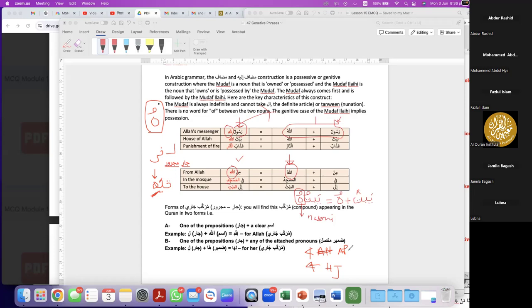The attached pronouns are: hu, huma, hum, ha, huma, hunna, ka, kuma, kum, ki, kuma, kunna. And then? Ni, na. Now, only 4. Correct. Hu, huma, hum, hunna.